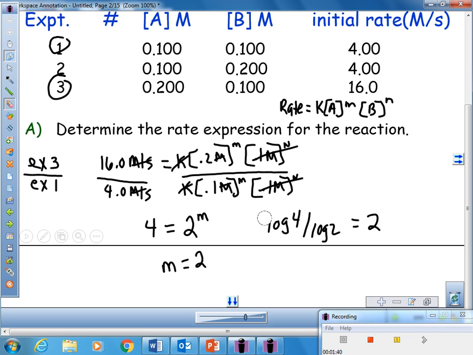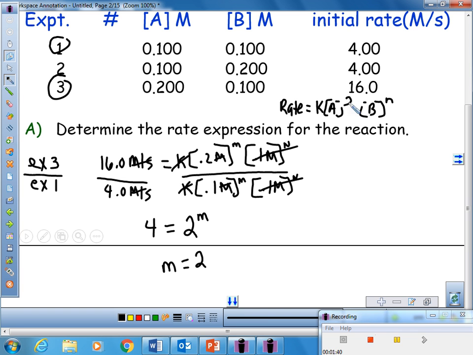Okay, so we have now found that A is raised to the second power. So we did all that work to get that little number there. Now, once you have one of the numbers, you could actually solve for the other number quite easily using any two experiments and doing the same process, because once you have one of the numbers, it's just a plug and solve.